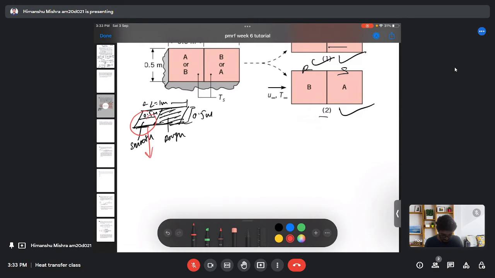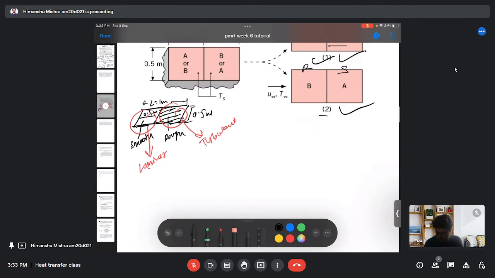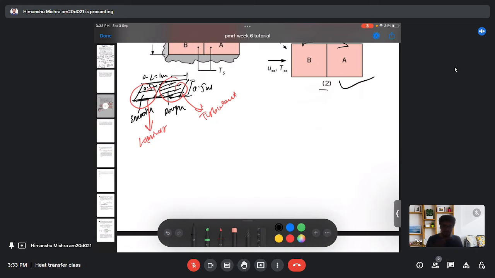So we have laminar flow here, and we have turbulent flow here. The turbulence is caused by the roughness of the surface. When there is a flow past this rough surface, the flow becomes turbulent in nature. So for that, we will be using the correlation of the Nusselt number, which we have used in the previous question.